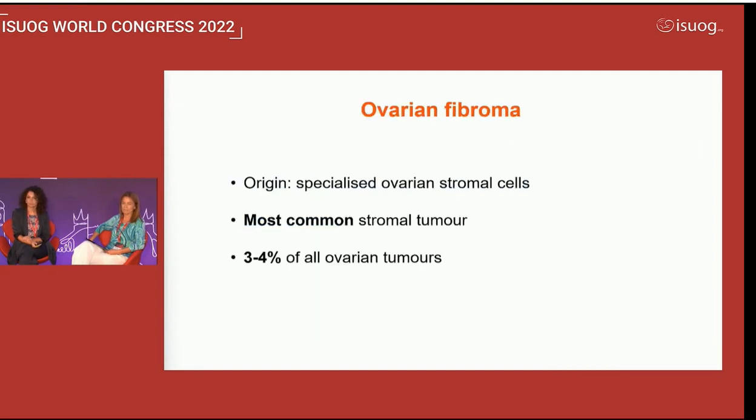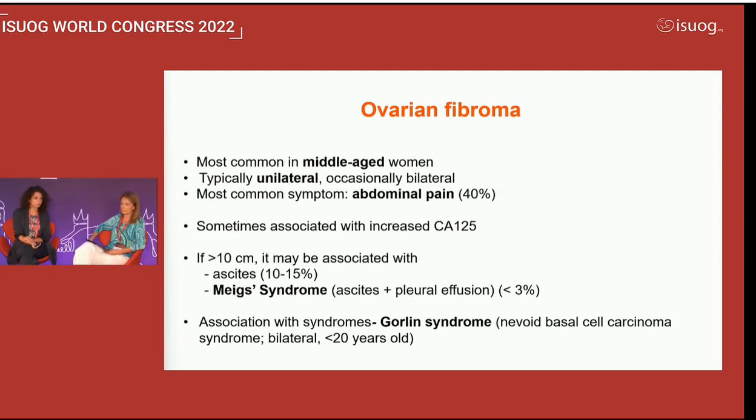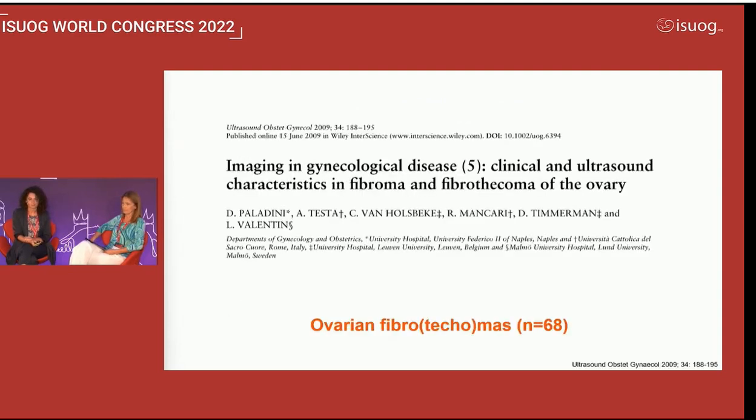Then, regarding fibroma, a benign stromal tumor, it represents 3-4% of all stromal tumors. It is more typical in middle age. It can be unilateral, but also bilateral. It usually presents with abdominal pain, and it can be associated with an increased CA125. It can also be associated with Meigs syndrome, in very rare pictures with bilateral large ovarian fibromas, ascites, hydrothorax and increased CA125, but that's actually a histologically benign ovarian fibroma.